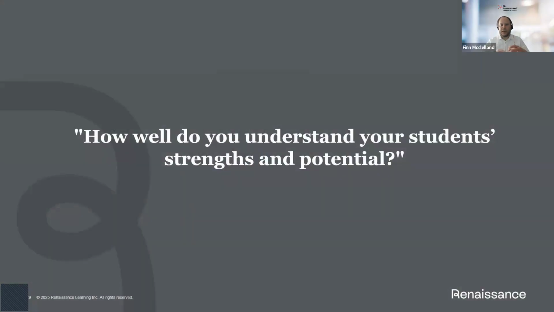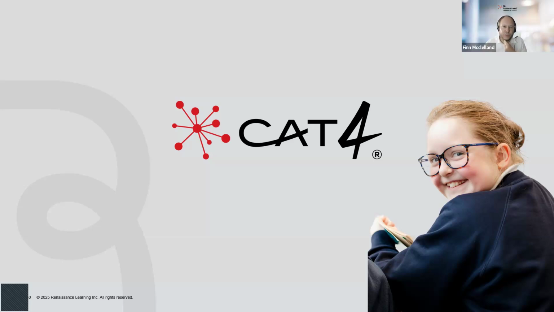Okay, so I've asked the question around how well do you know your students from a pastoral or well-being perspective. I'm now going to ask you to consider how well you understand your students' strengths and potential. And I'm going to introduce you to the Cognitive Abilities Test 4, which is far better known as CAT4.